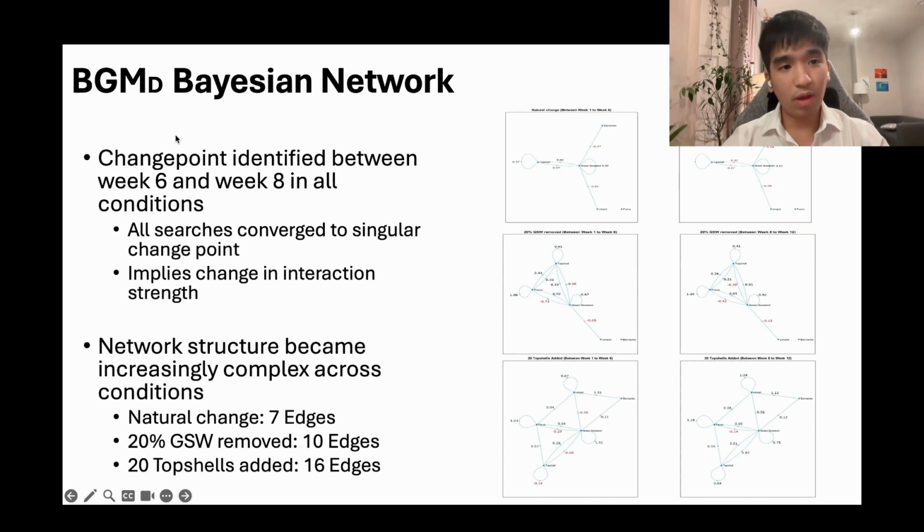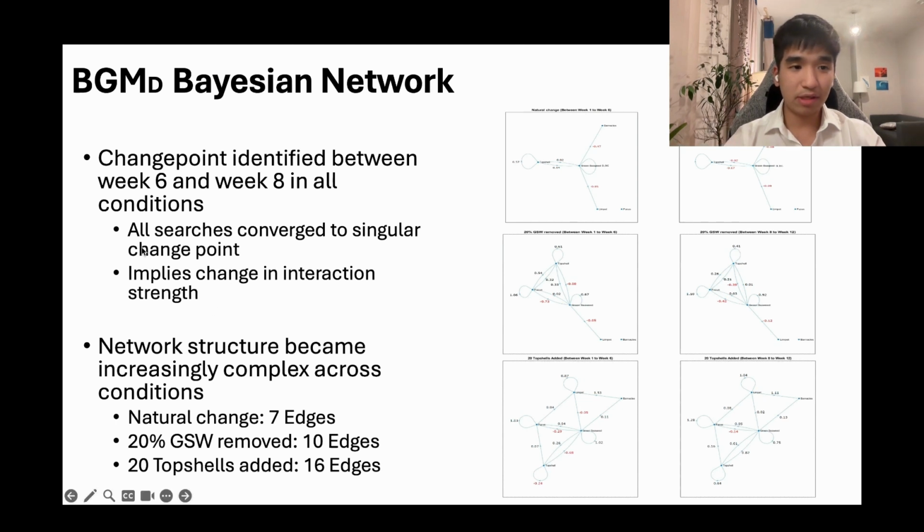So a change point was identified between week 6 and week 8 in all conditions, where across all 100 searches, they converge to this singular change point, even if I were to specify, hey, I'm going to give you a maximum of 2 breakpoints that I want you to work out, but they're converging to just one singular change point, which implies there's a change in interaction strength across all 3 conditions between week 6 and week 8.